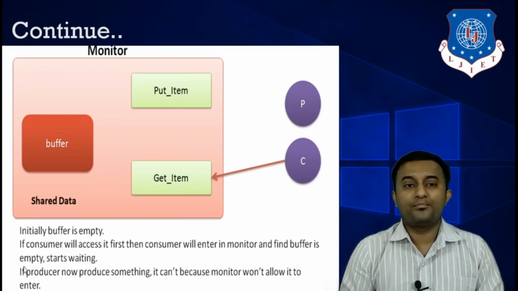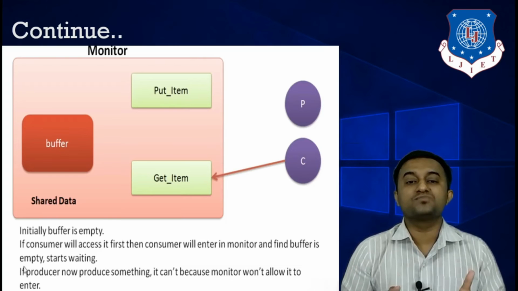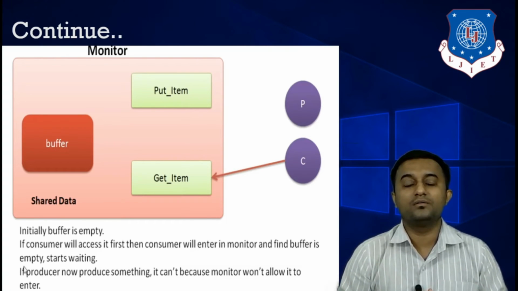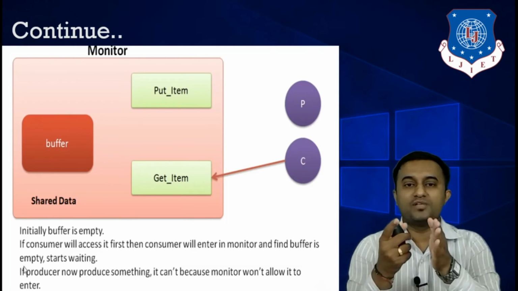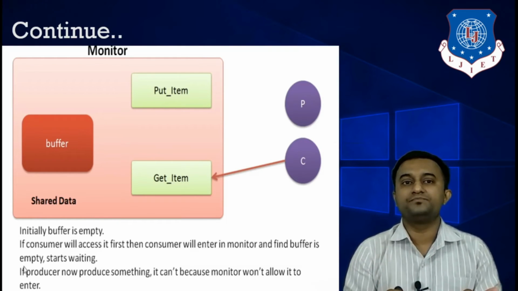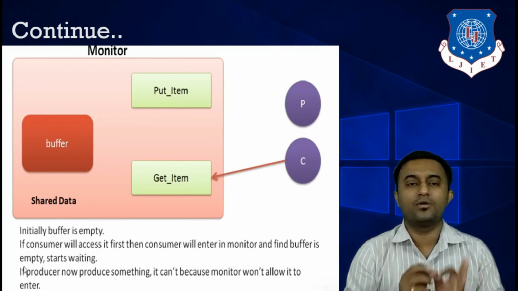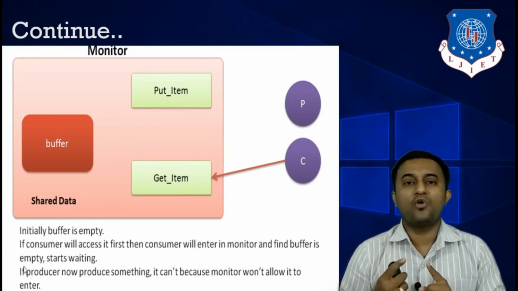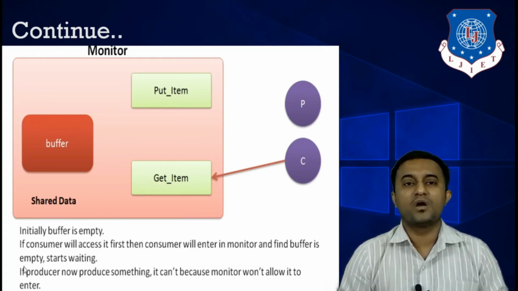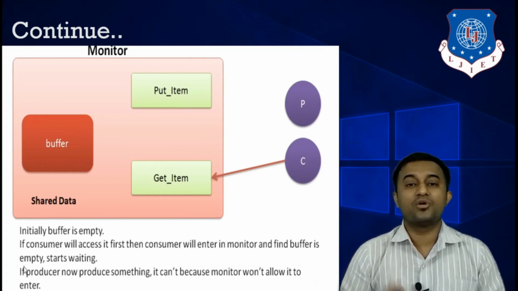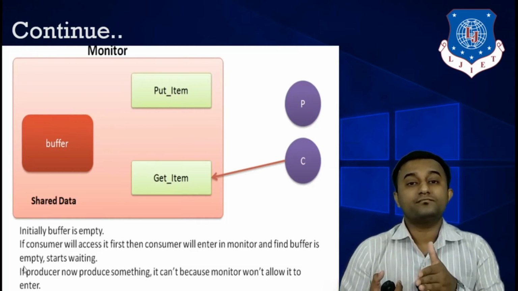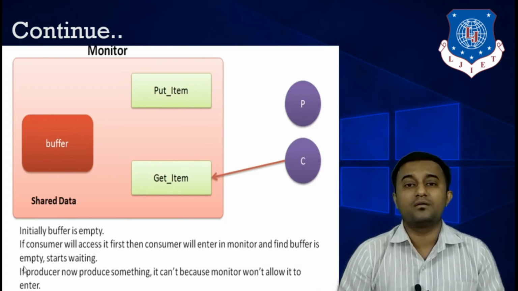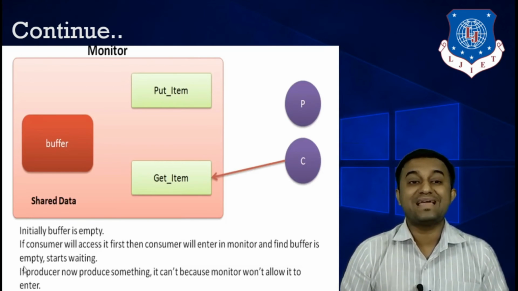If the producer now produces something at the same time, it can't, because the monitor won't allow it to enter into the critical section, because the consumer has already entered into the monitor. As you know very well, at a particular moment of time only one process is allowed to enter into a monitor. So now the producer wants to produce something, or insert something into the buffer, but that request will be blocked by the monitor, because already one process is there. So there is one problem in this case: the producer cannot enter into the critical section, or monitor, while the consumer has already entered the monitor but cannot do anything because the buffer is empty. So this is one problem.